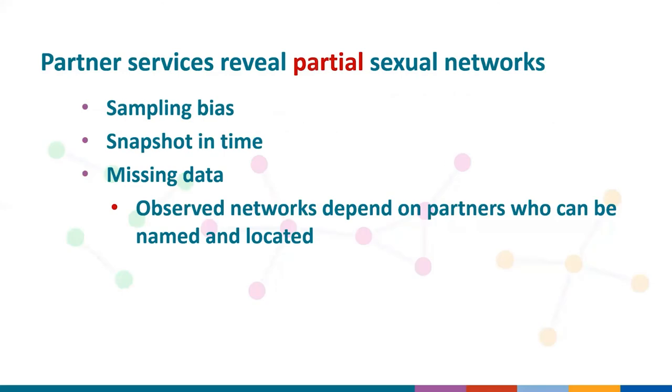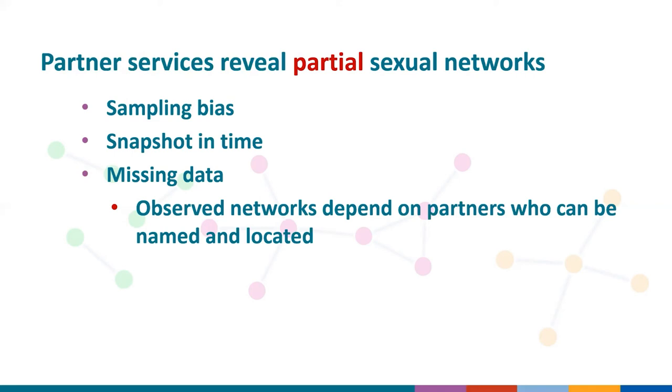Making inference from Partner Services networks can be challenging because networks are incomplete. All networks suffer from incomplete data, but networks from Partner Services have unique limitations. One is that they are generally biased towards cases. We follow the trail of infected people and follow up on their partners. And in that sense, we've biased towards people with infection. We also tend to start investigations when people present to care, so access to care becomes an important sampling consideration.